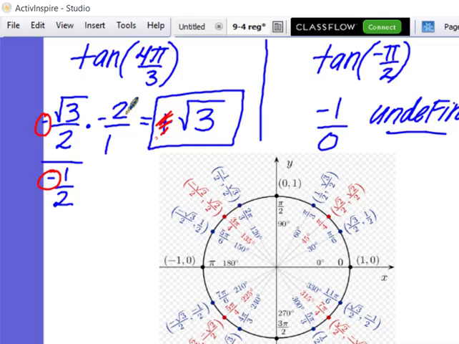Then on tangent at negative pi over 2. Isn't it 10th day already? Yeah, it really was, actually.